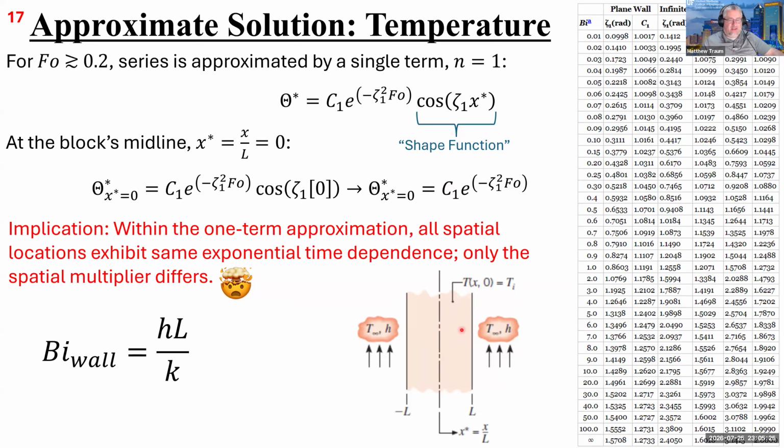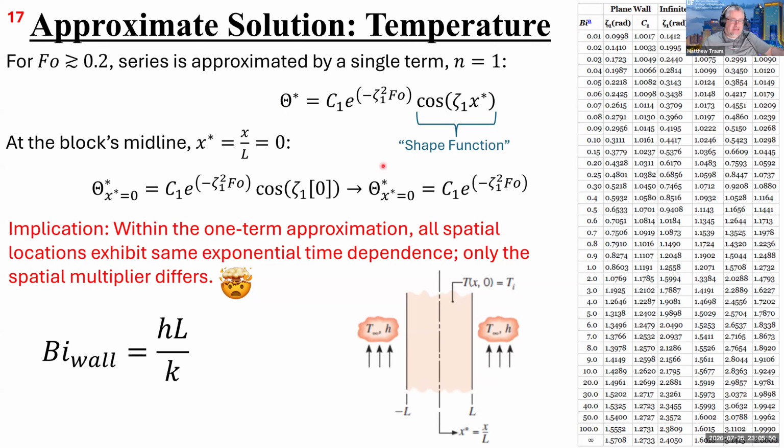And that's going to get us the temperature at whatever location we happen to be interested in, right? So that's kind of the sequence of how we're going to go. We're going to first check the Fourier number, make sure that we can use the one-term approximation. We're going to get to the one-term approximation. We're going to take the Biot number, and we're going to determine the zeta and the C for plane wall, infinite cylinder, sphere, whatever our geometry happens to be.